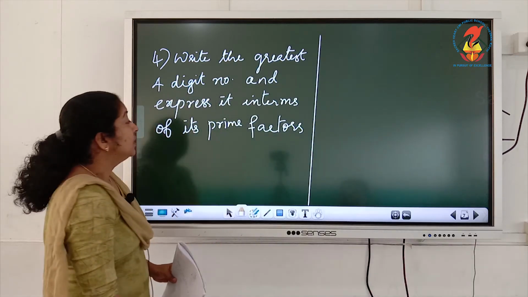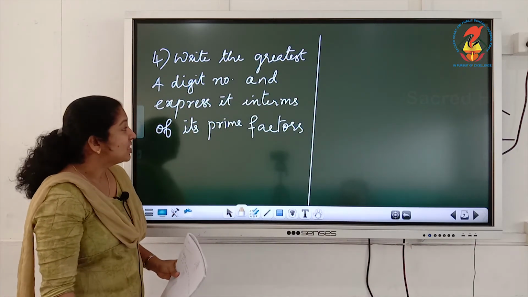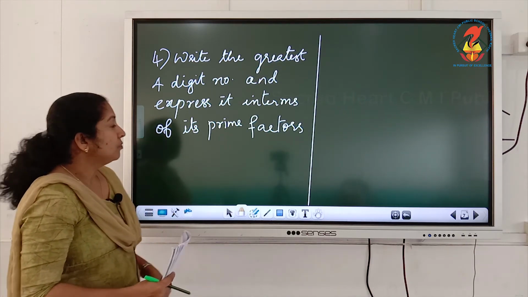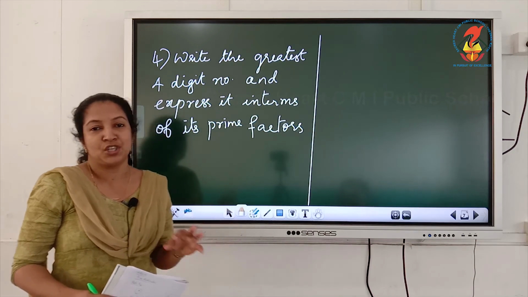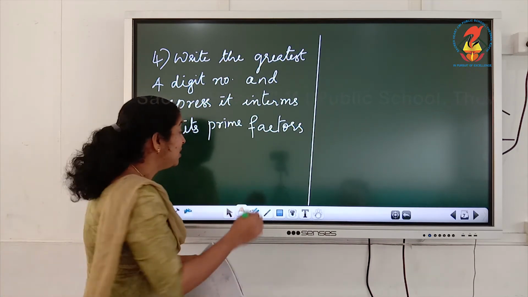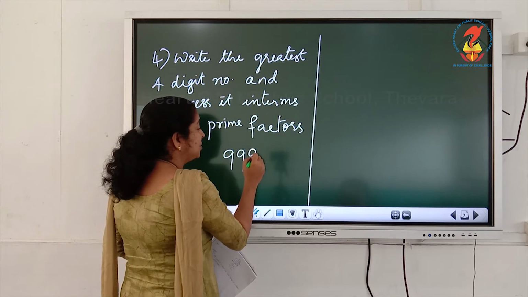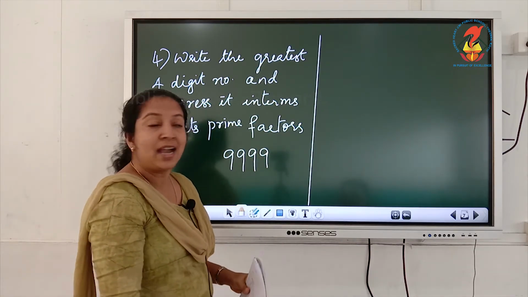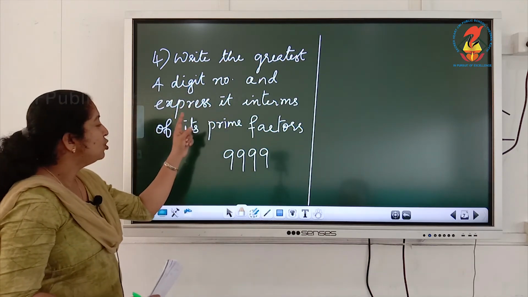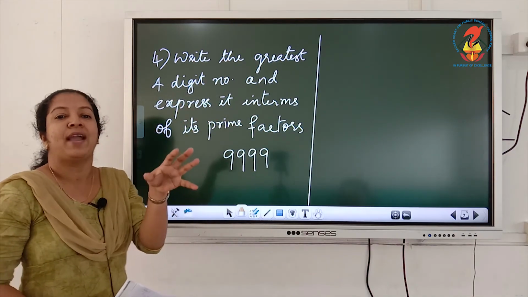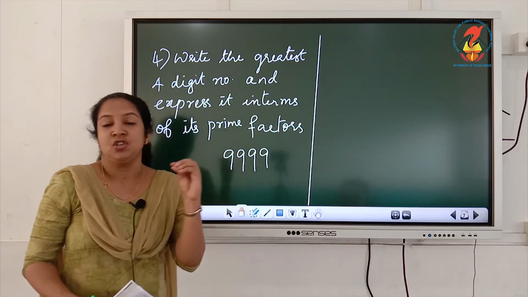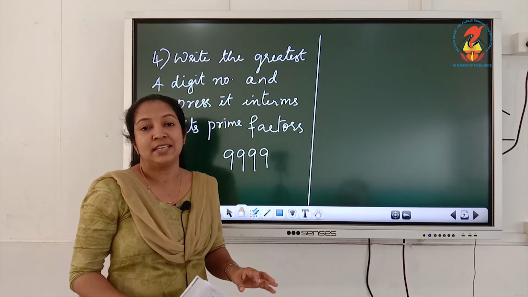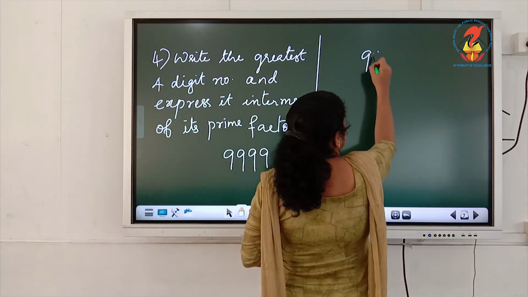Next is: write the greatest 4-digit number and express it in terms of prime factors. Which is the greatest 4-digit number? 9999. The greatest 4-digit number is 9999. And we have to express it in terms of prime factors. Expressing it in terms of prime factors means it is clearly the prime factorization. So we have to write like this.